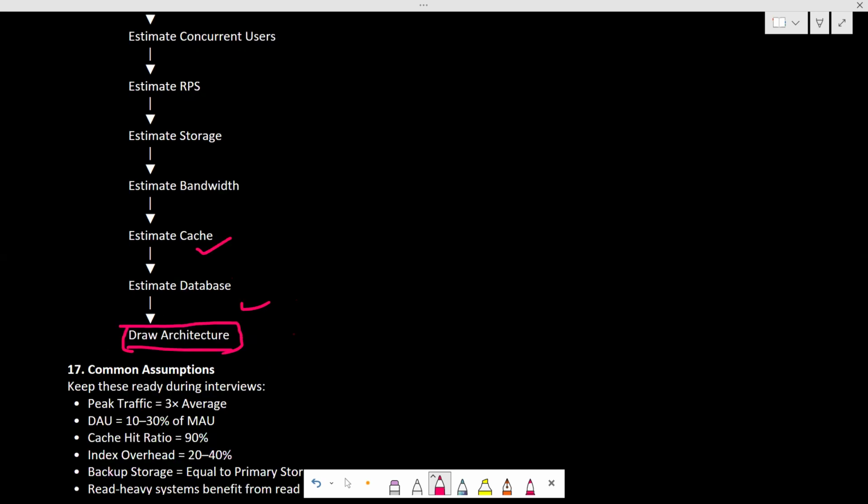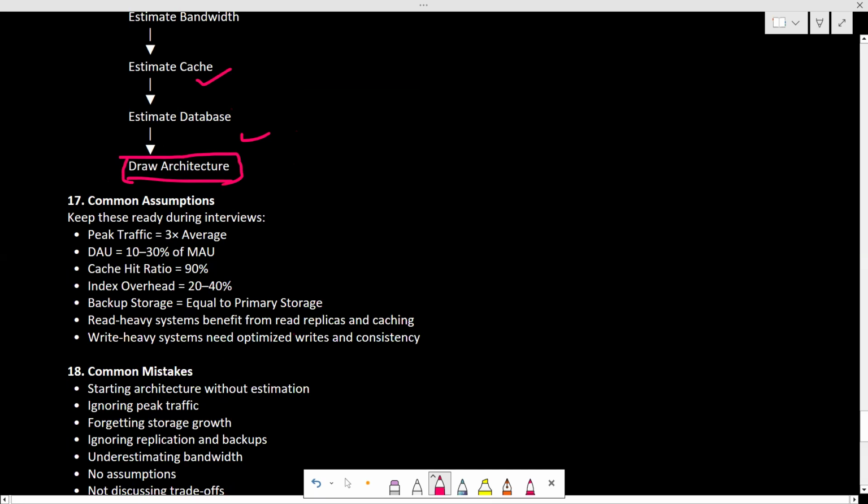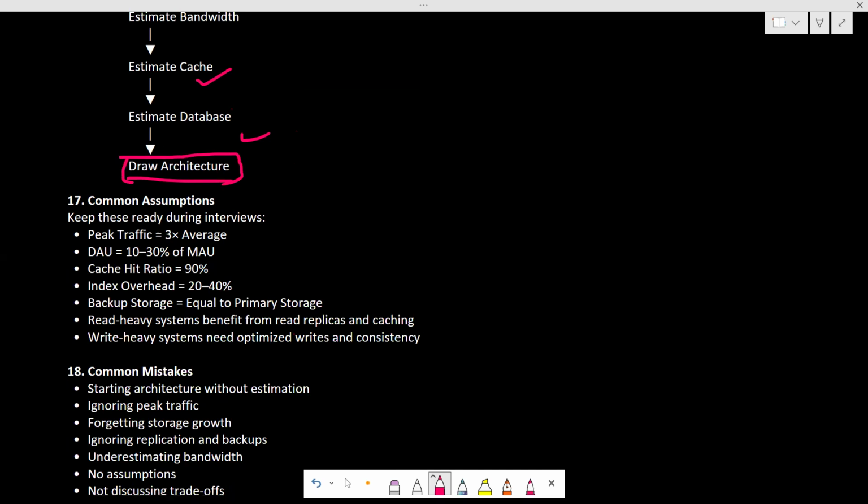Okay. Here are some assumptions commonly used in interviews. Suppose peak traffic is approximately three times the average. Daily active users are usually between 10 to 30% of the monthly active users. Cache hit ratio is around 90%. Indexes consume 20 to 40% additional storage. Always explain that these are assumptions and can be adjusted based on the business requirements.